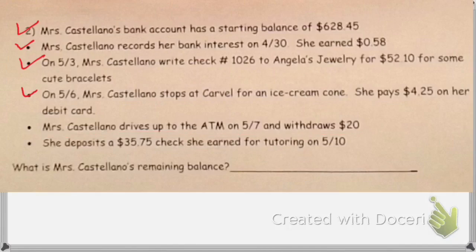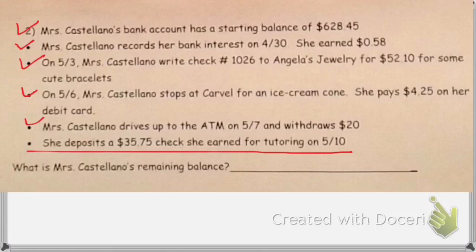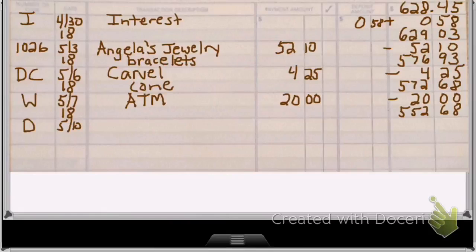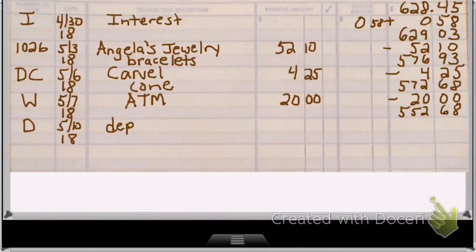Okay, so we finished this transaction. We'll check it off, and it looks like we are on our last transaction. What type of transaction is it? It is a deposit. So our code for deposit is the letter D for deposit. What's the date of this deposit? 5/10. So we will write 5/10/18. And again, she's depositing a check that she earns for tutoring. So in the transaction description on the white section, we will write deposit. What was the deposit for? It was tutoring money. Put a $ sign to show that it was tutoring money.